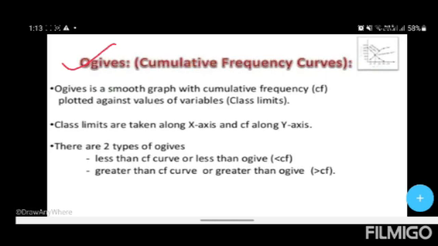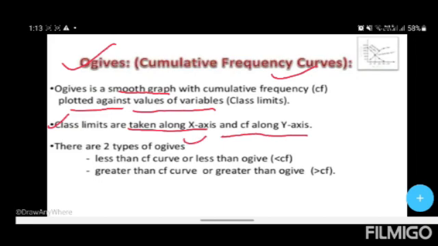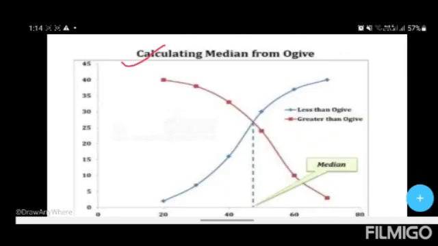Then we have ogives. It is a smooth graph with not frequency but the cumulative frequencies. It is plotted against the values of variables. Class limits are taken along the x-axis and cumulative frequency along the y-axis. Ogives are generally of two types: less than cumulative frequency curve and greater than cumulative frequency curve, or it is called less than ogive or greater than ogive.